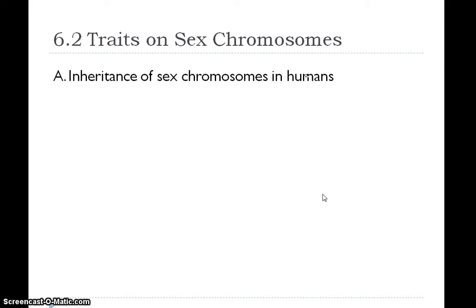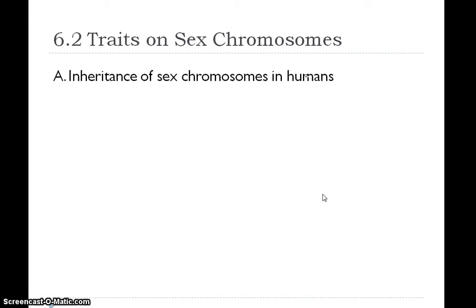In Chapter 4, we talked about the inheritance of traits that were found on the autosomes. These were chromosomes number 1 through 22. We talked about autosomal recessive traits and autosomal dominant traits. But there are also traits that are found on the sex chromosomes, and they have different patterns of inheritance.